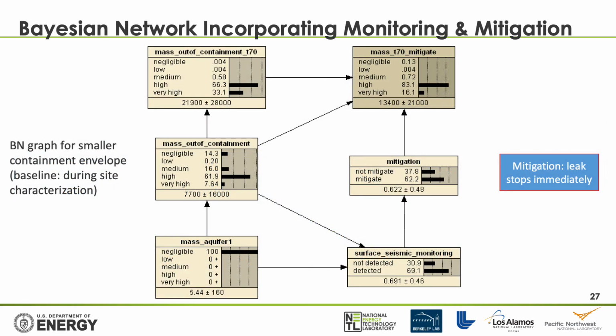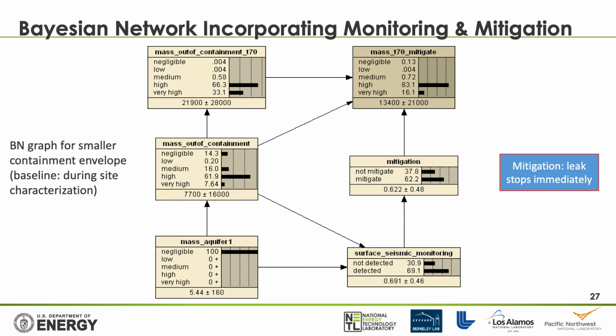The Bayesian network for the smaller containment envelope has 6 nodes. The 3 nodes on the left denote CO2 leakage mass into the above confining zone, referred to as aquifer 1, over time, CO2 leakage mass out of the containment envelope over time, less than 70 years, and CO2 leakage mass out of the containment envelope after 70 years.